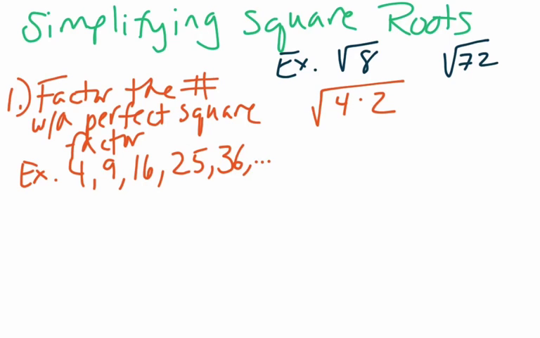Now, when you factor it, I want you to put the perfect square on the left. I know that multiplication is commutative, and you don't really need to put numbers on the left or the right. It doesn't matter with multiplication. You can multiply it in any order you want. But for simplification purposes, I want you to write the perfect square on the left. Next step is to split the square root.